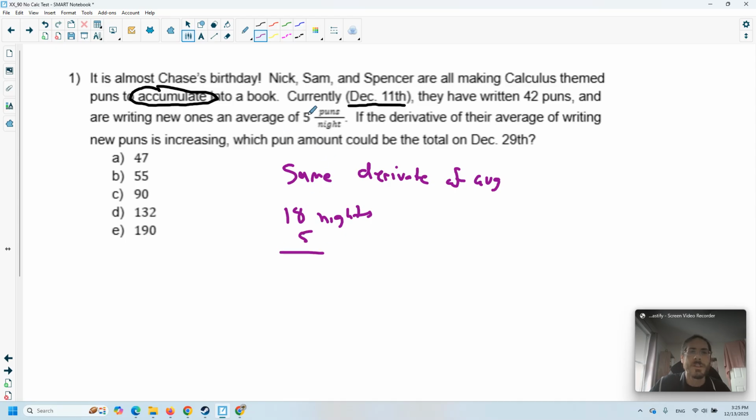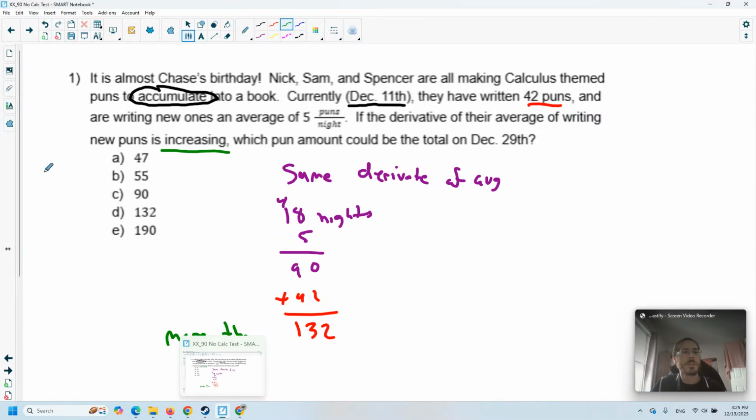If they were to stay the same, they would just write 5 every night. So that would be 90 new puns. We currently have 42. So that would mean if we stayed the same, we'd be at 132 puns. But we know that the derivative has to be increasing. So the answer has to be more than 132. The only answer that is more than 132 is 190. So that's what we got for that one. So that's why that one's E.